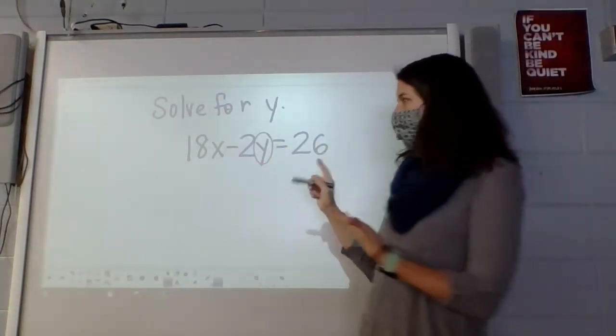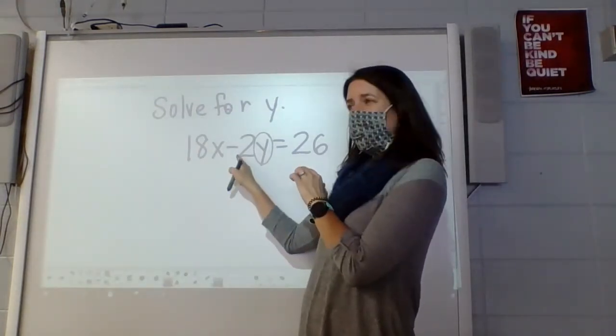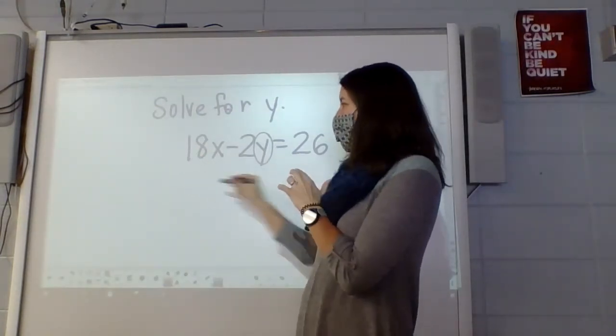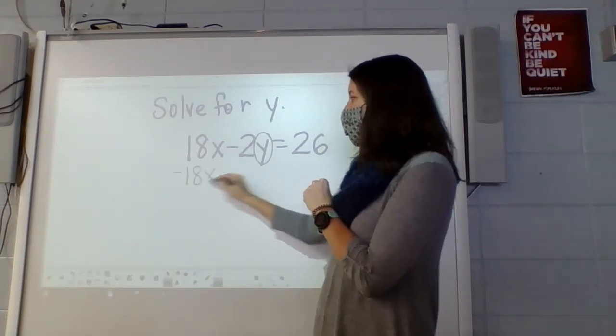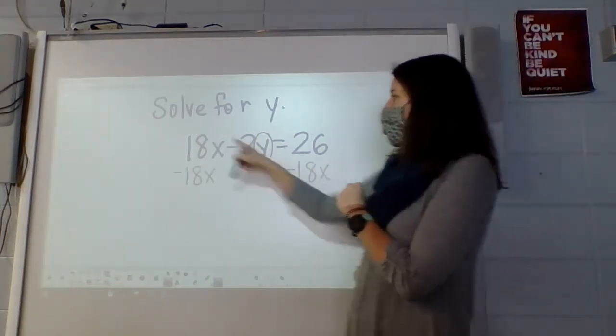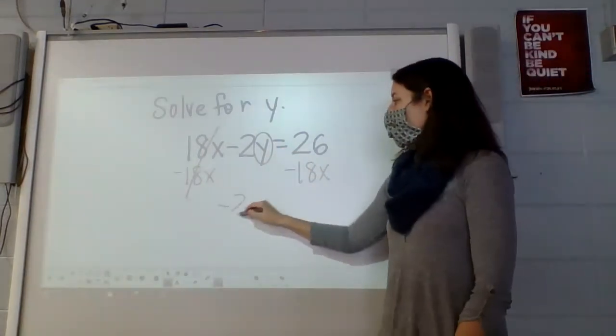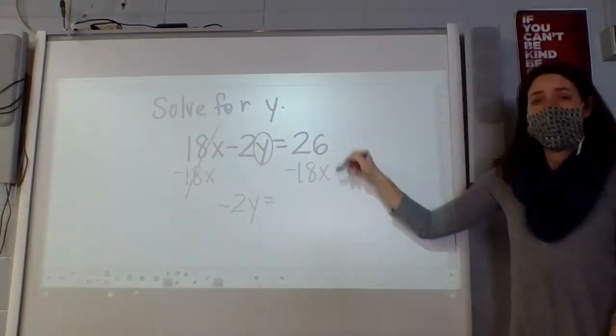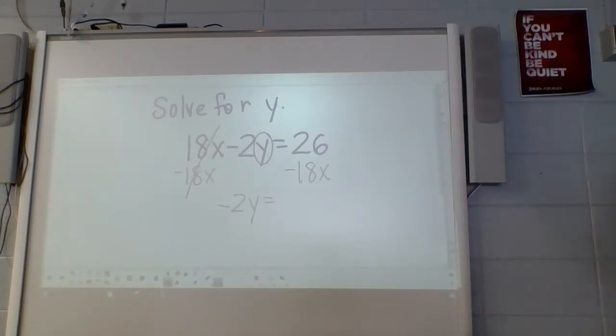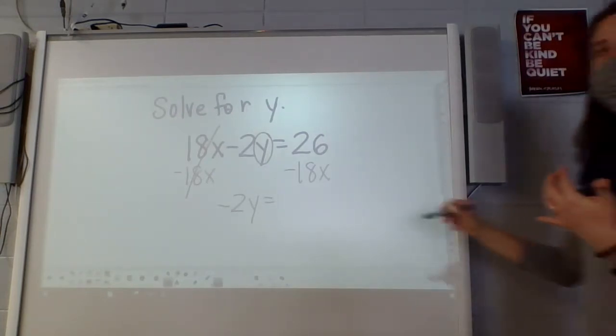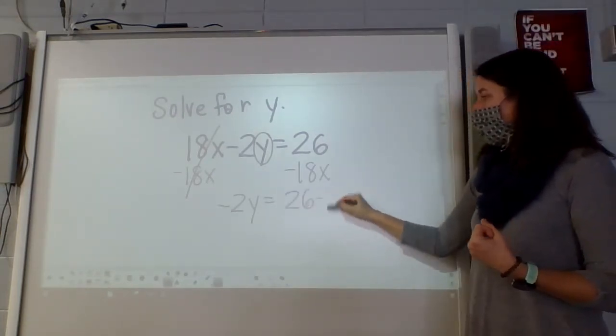And that was a little bit tricky because some of you saw the negative here. But I want to move this away, so to undo it, I have to subtract 18x. 18 minus 18 is nothing. So I have a negative 2y. But then remember, these aren't like terms because one has a variable, one doesn't. So I'm just going to write it as 26 minus 18x.